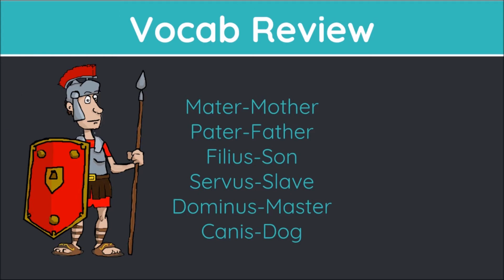Now let's look at a little vocab review. As you recall, mater means mother. Pater means father. Filius means son. Servus is the slave. Dominus is the master. And the canis is a dog. As you remember, Quintus is the filius of his mater and pater. The servus is the slave of his dominus.